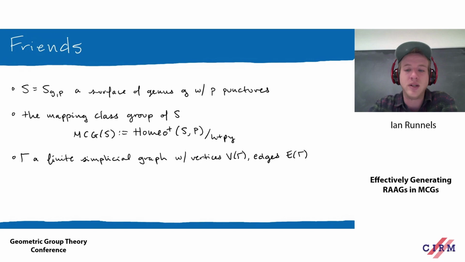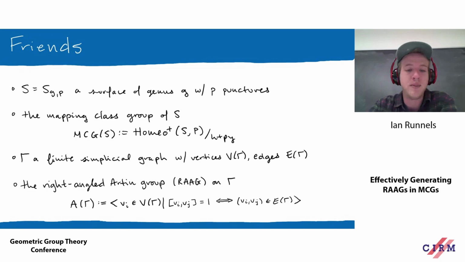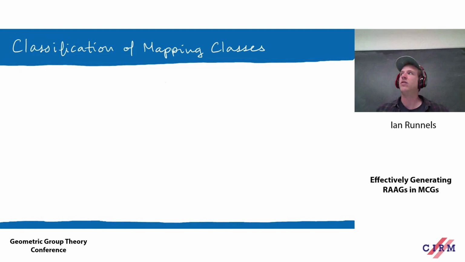These are defined using simplicial graphs, so graphs with no loops or multiple edges between vertices. Given such a graph, we can define the right angled Artin group on gamma by this presentation, where we're generated by the vertices. And the only relations that we have are commutations between vertices which span edges in our graph. So we're trying to embed groups of this form into the mapping class group.